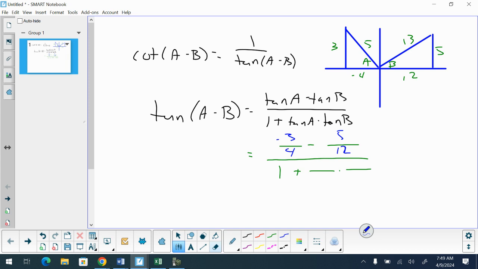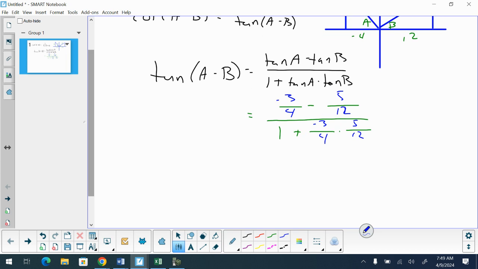On the bottom, we have negative 3 over 4 again, which is tangent of A, and then we have our 5 over 12. I would simplify these bottom two multiplications here. Leave the top as it is to begin with: negative 3 over 4 minus 5 over 12. And then on the bottom we have 1 plus... well, we're multiplying two fractions together. How do we multiply two fractions together? Multiply the tops, multiply the bottoms. So we have negative 15 over 48.